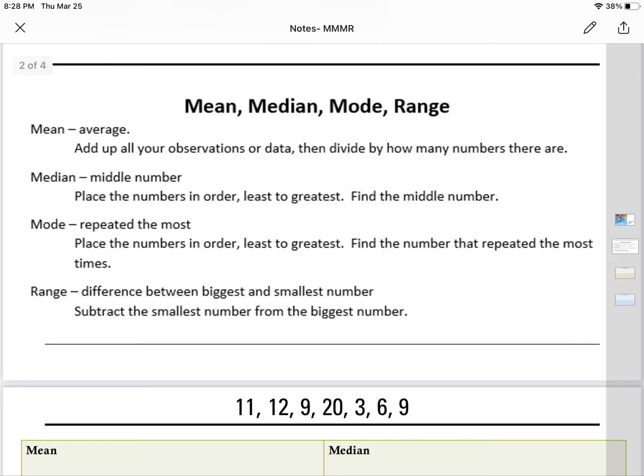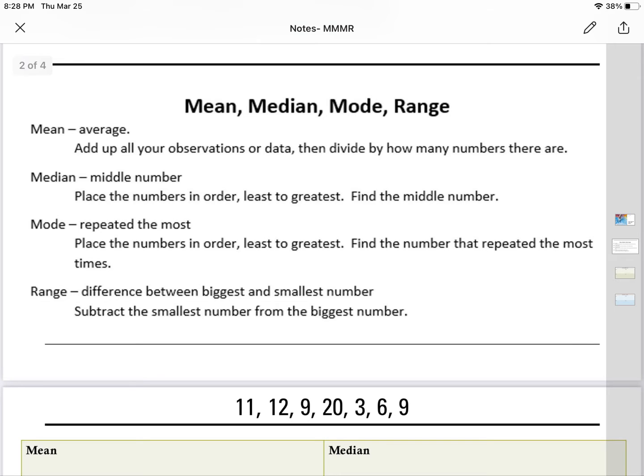For the median, that's your middle number. So to find that, you have to put your numbers in order from least to greatest, and then find the one that is in the middle. Sometimes you'll have two numbers in the middle, and if that's the case, you would add those two numbers and divide by 2 to figure out what the median is.